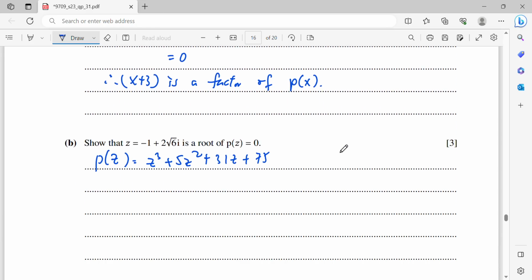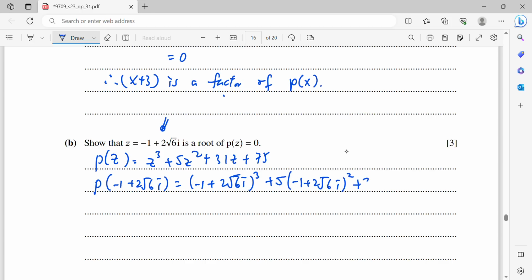Okay, to prove that this is the root, what to do is, again, use the same method, right? If this is a root, it means that p of this value will be 0 as well. So now just do the expansion. So p(minus 1 plus 2 root 6i) equals the cube of this root, plus 5 brackets minus 1 plus 2 root 6i squared, plus 31 times minus 1 plus 2 root 6i, plus 75.